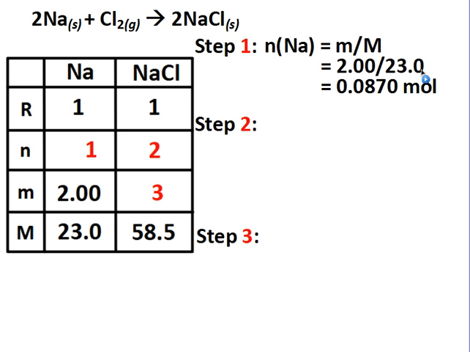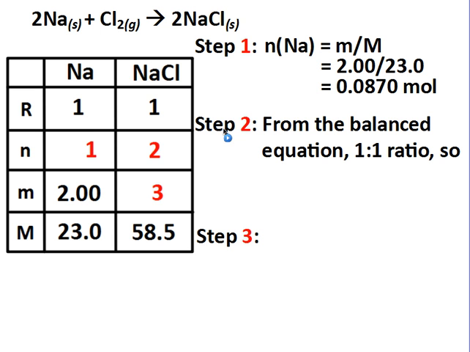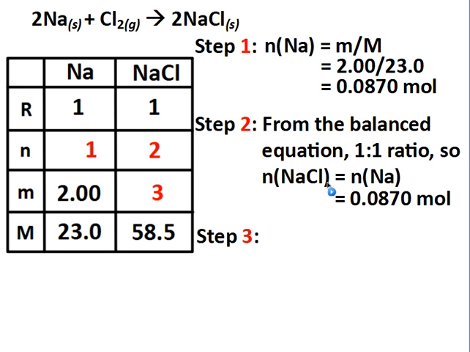Now, next step, step 2, we use the ratio to work out the amount of sodium chloride. So that will look like a 1-to-1 ratio, and that will look like n(NaCl), which is what we're trying to calculate, equals n(Na). Now we already know that number because we've just calculated it, and that was 0.0870 moles as well. Now we have enough information to calculate the mass of sodium chloride.